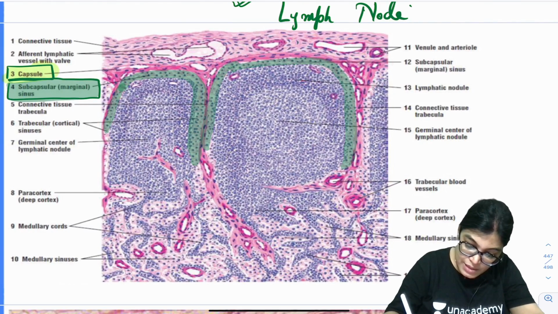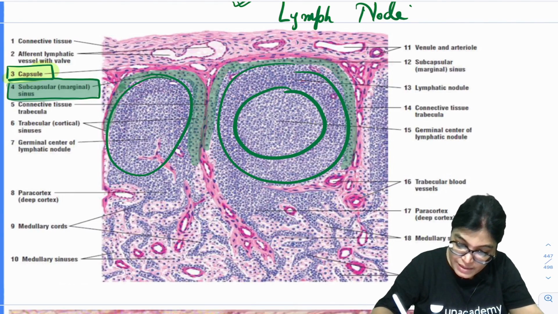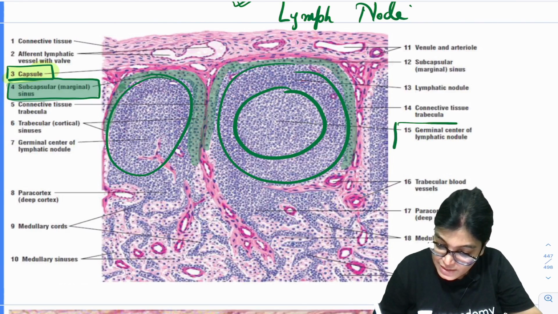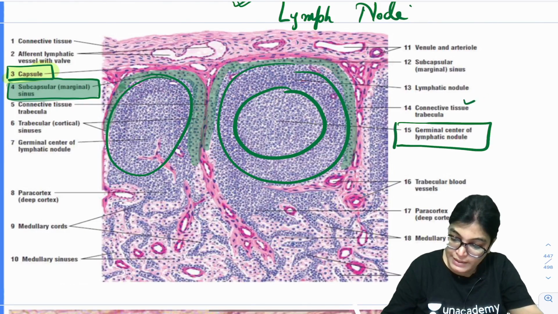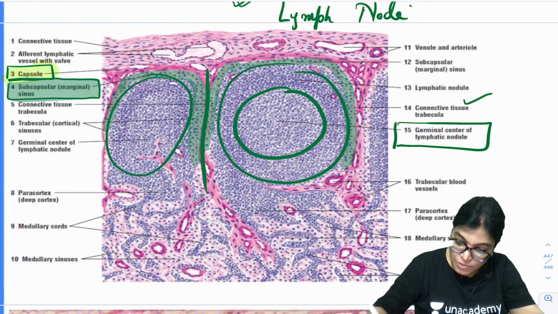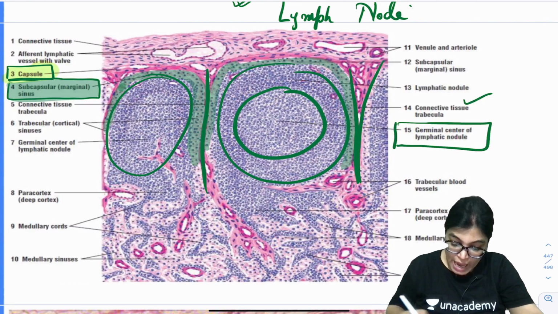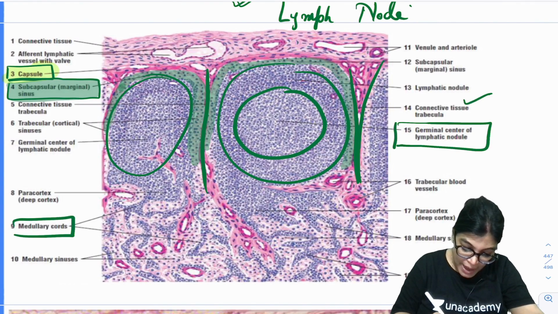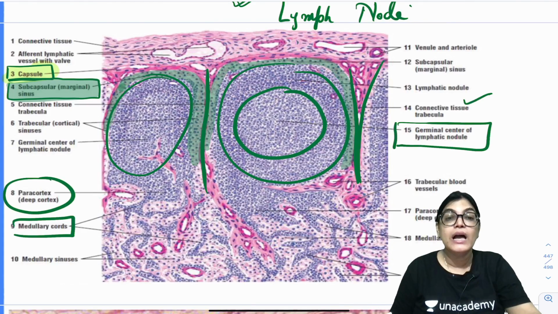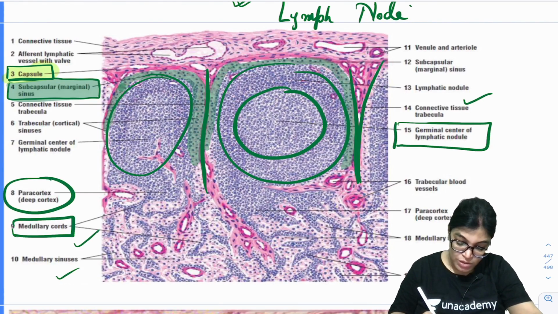Now here is the lymphatic aggregation, the lighter stain. The lighter stain is the germinal center, and the connective tissue trabeculae are going inside. These trabeculae divide the interior of the lymph node into lobes and lobules, and this is the medulla part, this is the paracortex. Just below the cortex is the paracortical area, the deeper cortex, and then on a more deeper aspect we have the medulla, which contains medullary cords and medullary sinuses.